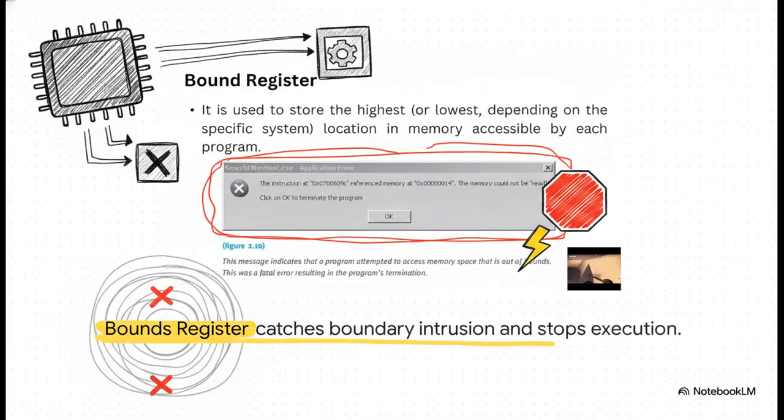Multi-programming also introduced a brand new danger: partition intrusion. With multiple programs sitting side by side in memory, what prevents one program from accidentally reading or overwriting another program's data? The clever solution was the bounds register. This hardware register stores the highest or lowest legal memory address a specific program is allowed to access. So if a program tries to cross that invisible boundary, the system instantly catches it, resulting in a fatal application error and immediate termination. Boom, crashed.